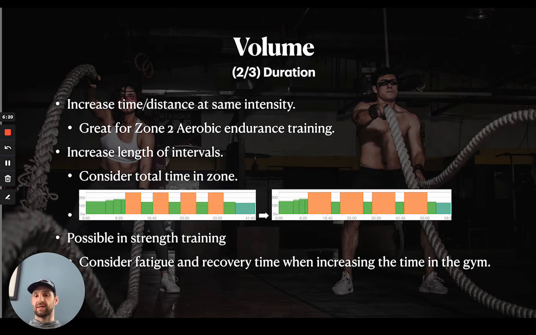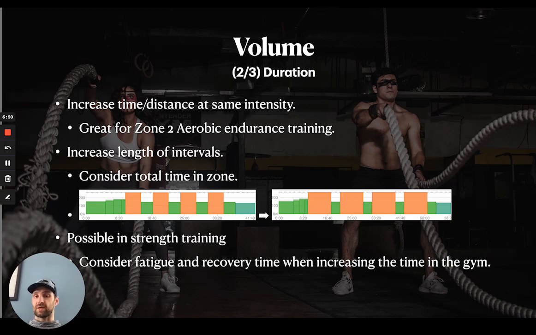So it's increasing the time or distance at the same intensity. This is very good for your aerobic endurance training within zone 2. You can increase the length of the intervals, considering the total time you spend in your zone. So the pictures I pasted here show there's still 4 intervals, but each of them is a longer interval, which also increases the total workout time.